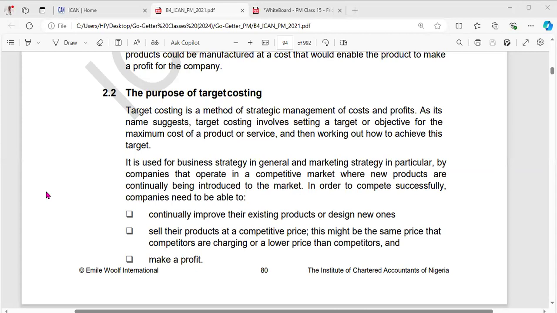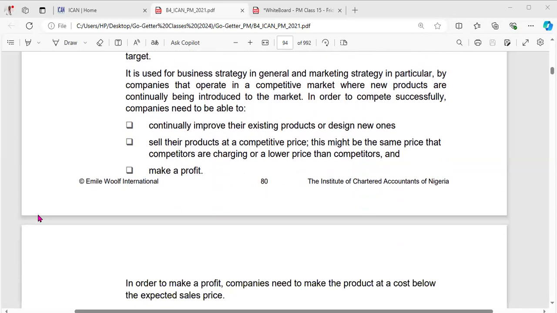So it is used for business strategy in general and marketing strategy in particular, where companies that operate in a competitive market introduce new products so that they can compete successfully. The companies will be able to continually improve their existing products or design new ones, sell their product at a competitive price. This might be the same price that their competitors are charging or lower, then make a profit.